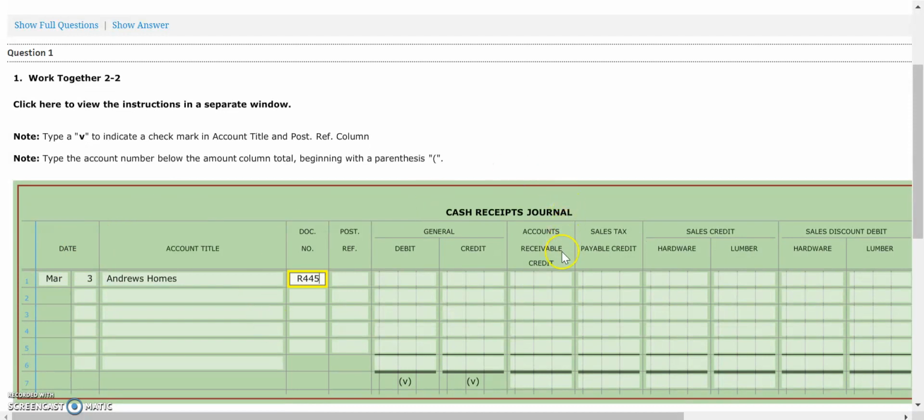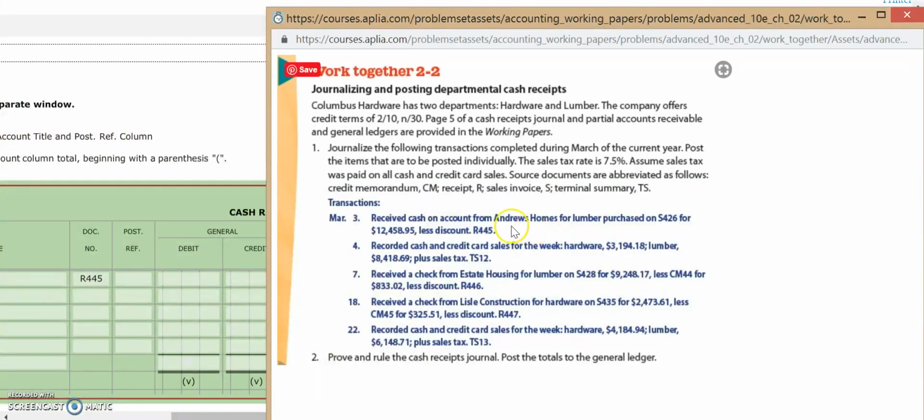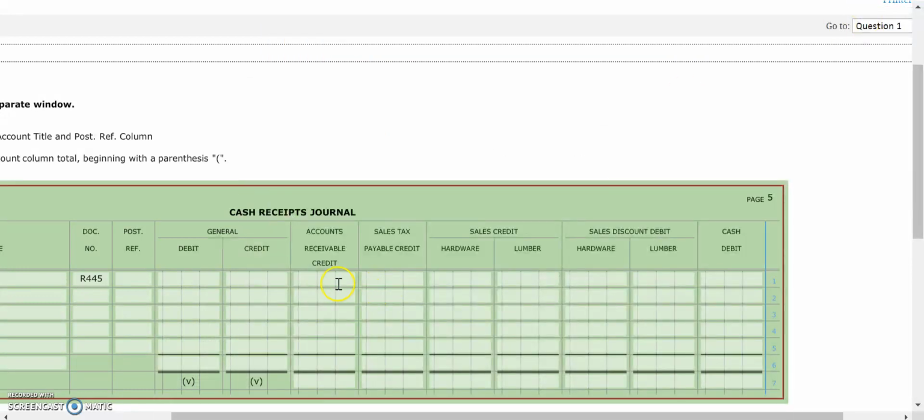So nothing's going to go in the general debit, general credit. However, we do need to account for the fact that his accounts receivable has gone down. So when we look at that, his accounts receivable is going to go down for the full $12,458.95 because that's the amount that he owes us. So we're going to plug that into our accounts receivable credit.